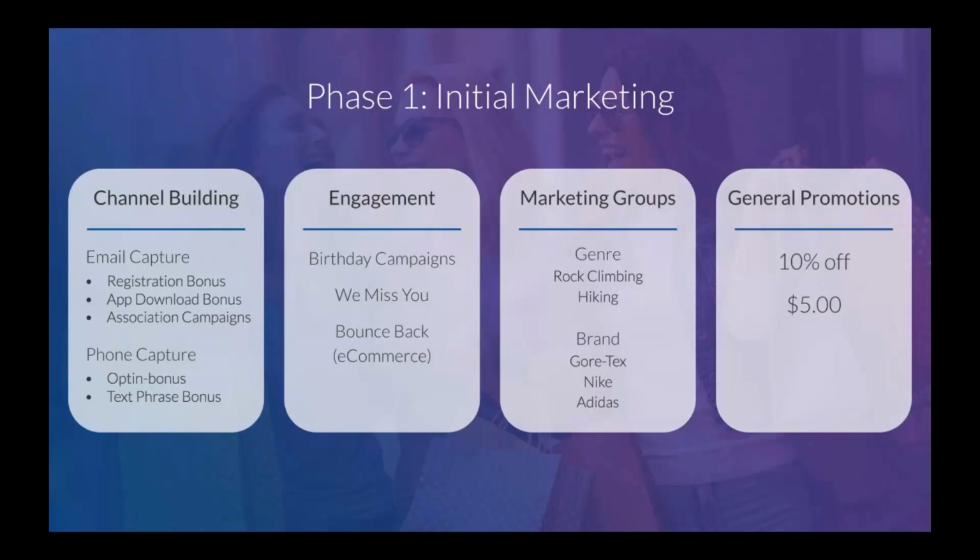So phase one is going to be initial marketing. In this first phase, we're going to focus on 4 marketing segments to capture information on every one of your shoppers. Channel building to capture shopper email and mobile number for future communication. This will be accomplished through automated marketing content that incentivizes email and mobile number capture as well as opting in.